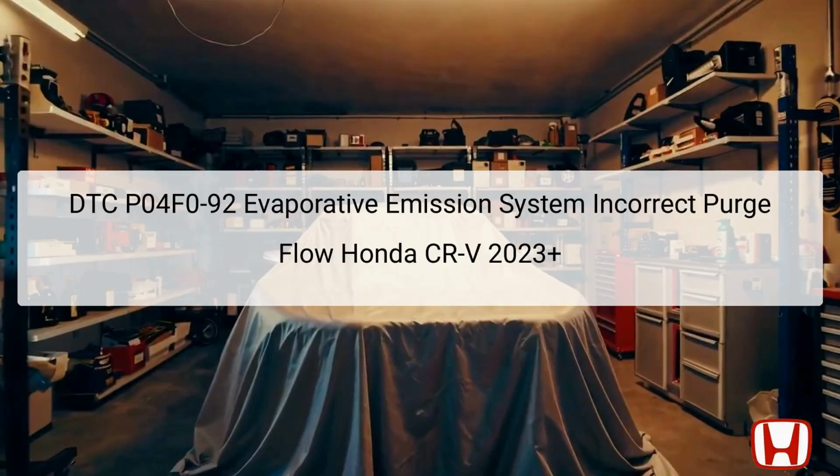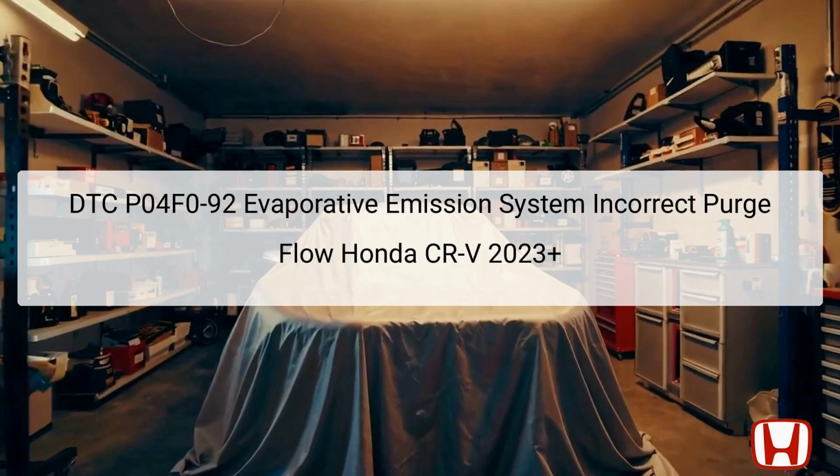The DTC P04F0-92 is triggered when the evaporative emission (EVAP) system detects an incorrect purge flow. This abnormality indicates that the purge flow from the EVAP canister does not meet expected parameters during operation.